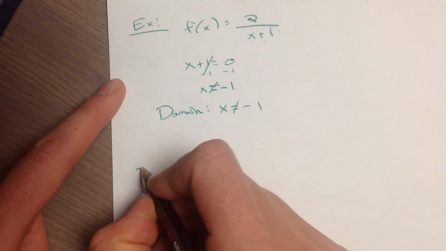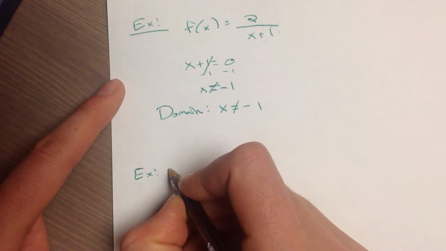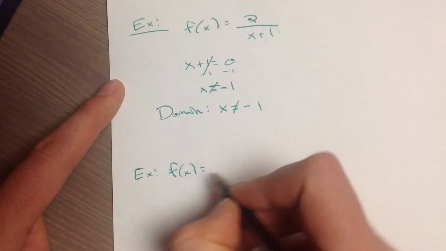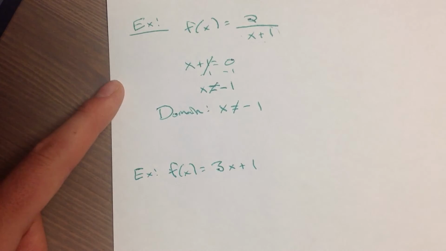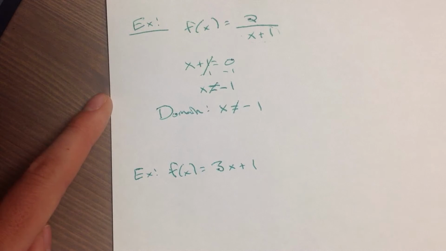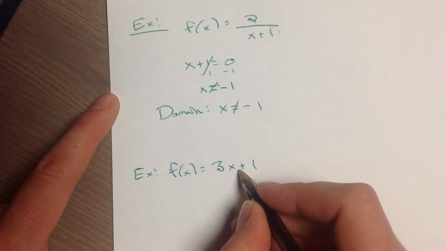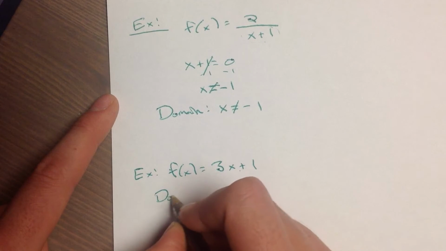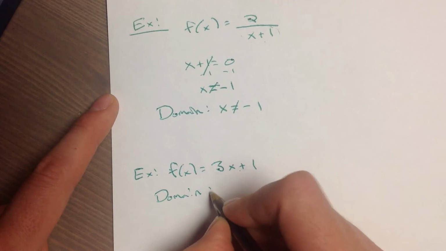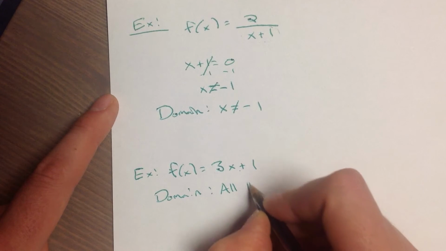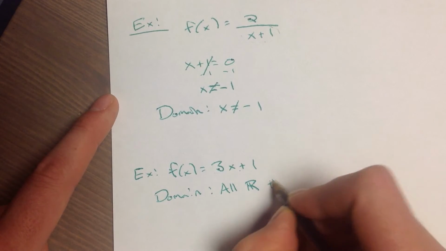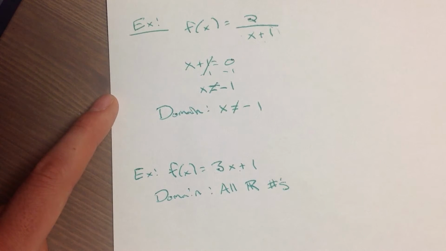Likewise, if we're given a function f of x equals 3x plus 1, are we dividing? No. Therefore, there's no value for x that will make us divide by 0. So our domain in this case is all real numbers.